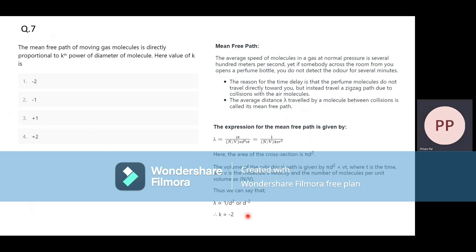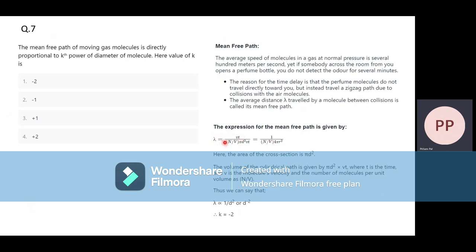Order for the separate mist. So the reason for the time delay is that the perfume molecules do not travel directly towards you, but instead travel a zigzag path due to the collision with the air molecules. The average distance traveled by a molecule between collisions is called the mean free path. This is lambda, the expression we are already familiar with.